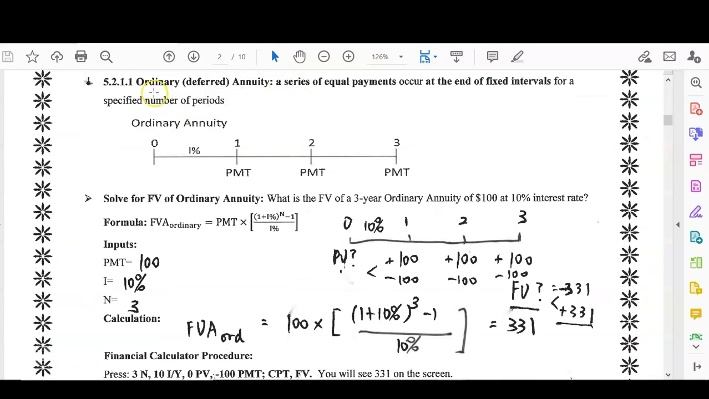Okay, so let's review what is ordinary annuity. It could also be called deferred annuity. It is a series of equal payments that occur at the end of fixed intervals for a specified number of periods. Okay, we can see in this graph here, it's a sample of ordinary annuity. We have 3 payments at the end of each period. Okay, what if we have a 3-year ordinary annuity of $100 at 10% interest rate? What is the future value of this annuity?